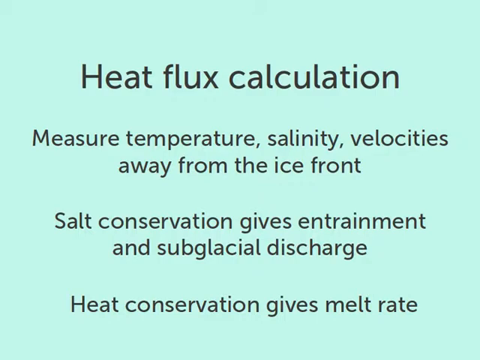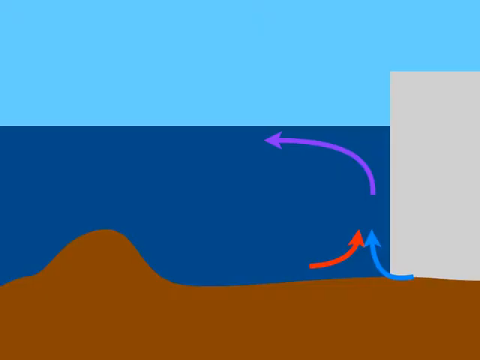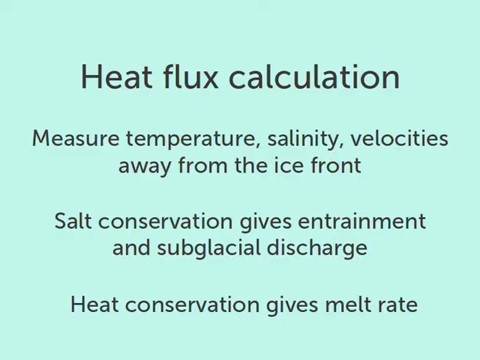So this here, I haven't drawn it in, but here is a very dangerous place. You can't get up close, you can't make direct measurements. So what we generally do is we put a boat somewhere about here, and we take some CTDs. And we also take velocity measurements. And if you've got measurements of temperature, salinity, and velocity, you can do a bunch of conservation arguments.